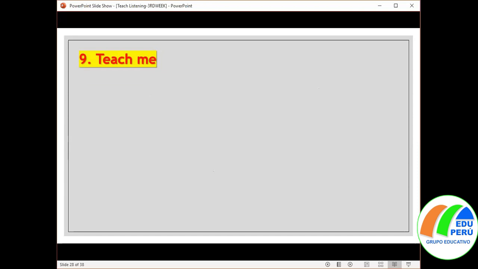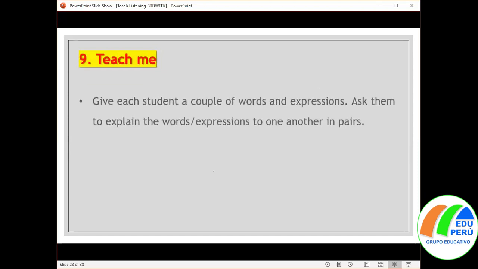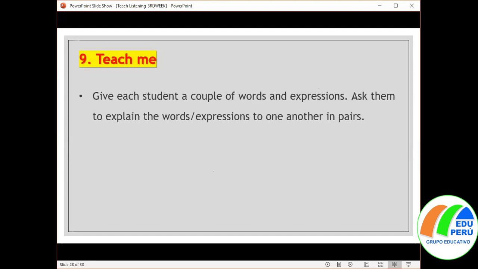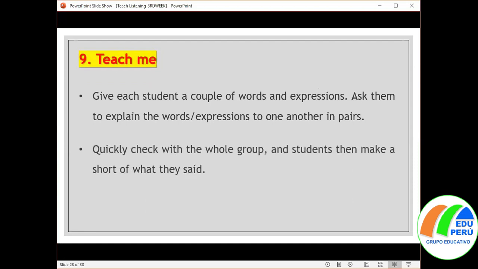The other activity is called Teach Me. Give each student a couple of words and expressions. Ask them to explain the words and expressions to one another in pairs. Quickly check with the whole group and students, then make a short story of what they said.